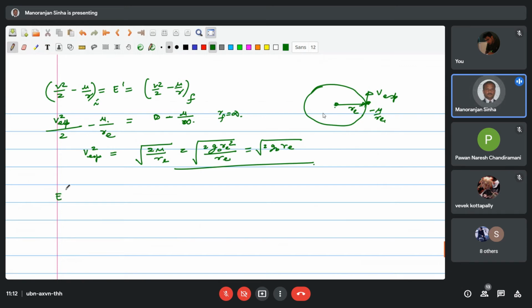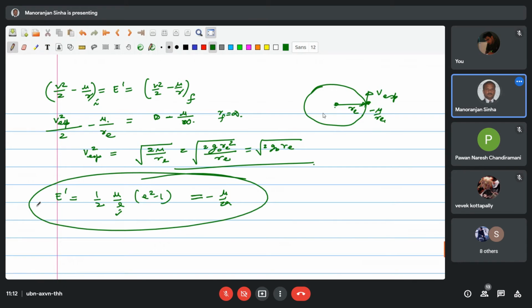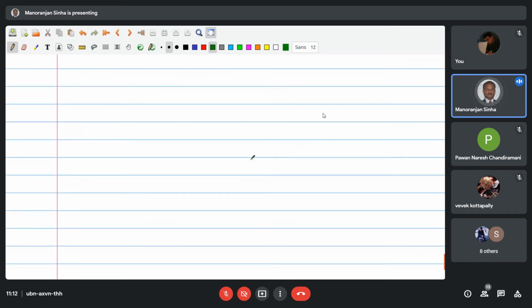E prime can also be written as 1 by 2 mu L infinity square minus 1. You can simply insert the value for L in terms of K and E, so this will get reduced to minus mu by L. So this is the most simple way of working out this problem, how E prime is equal to minus mu by 2. A more elaborate and proper way of doing this can also be done, but you have to use your full mathematics.